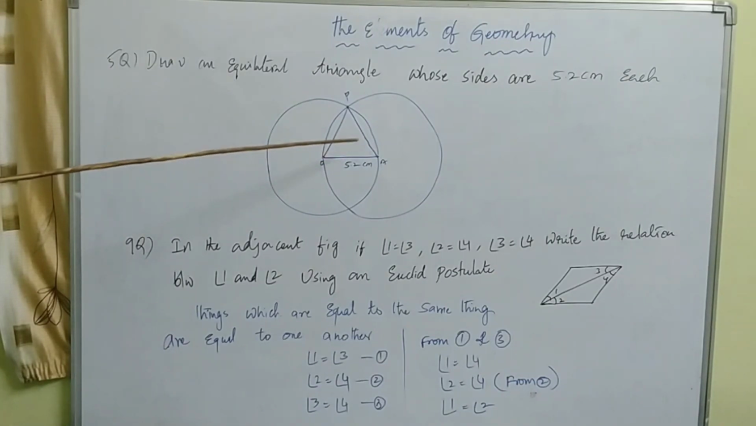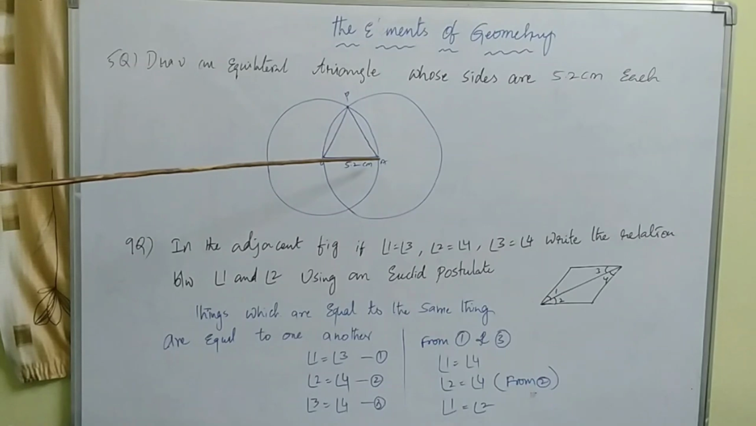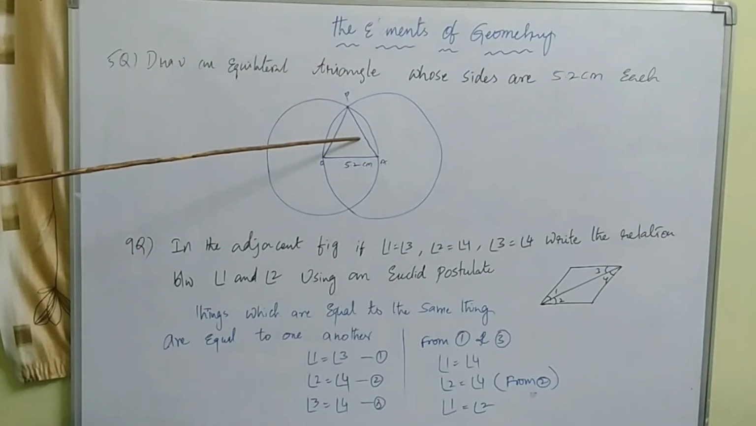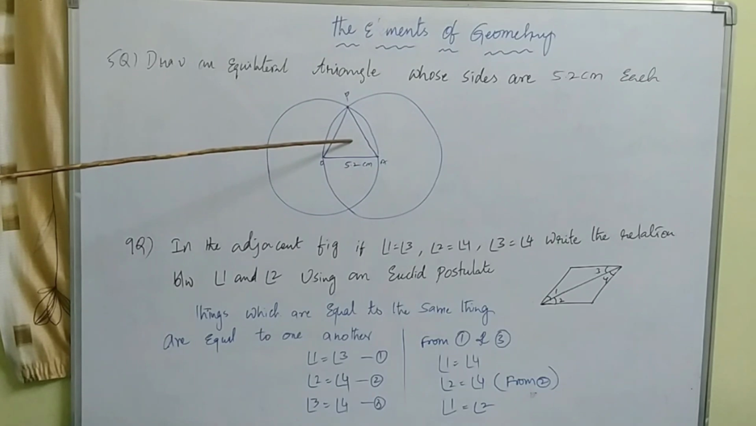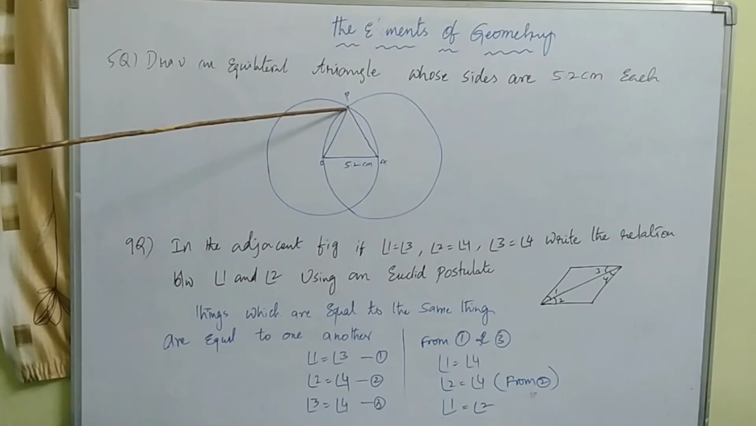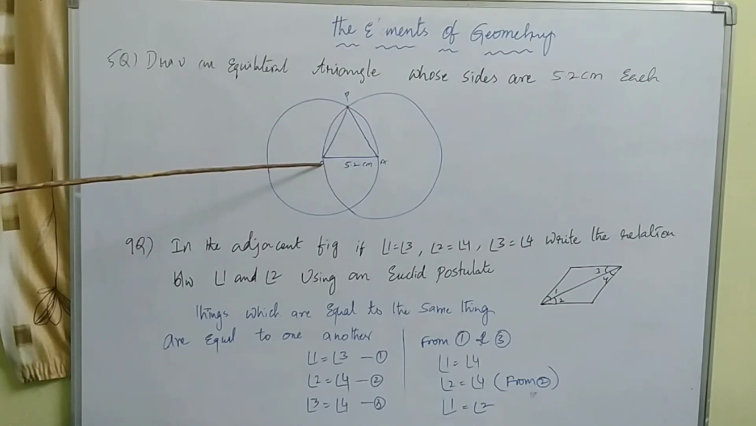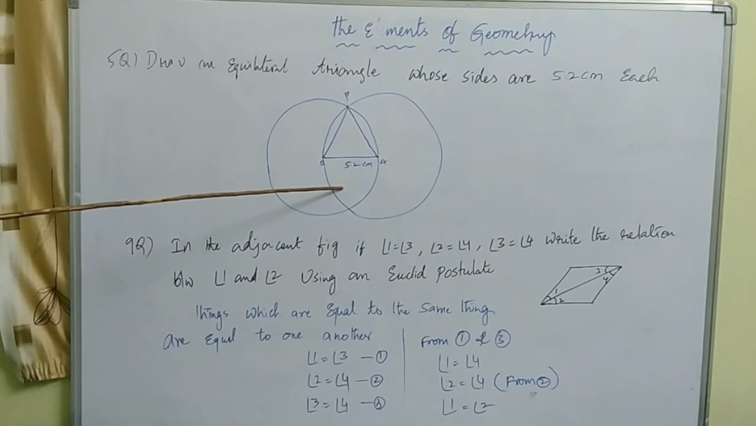Once again I repeat. O is the center, OA is the radius. Draw a circle. Next, A is the center, OA is the radius. Draw another circle. These two circles meeting point is P. So join OP and PA. This is the required equilateral triangle.